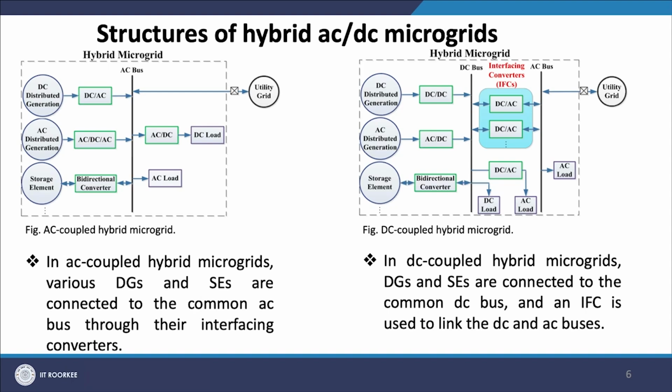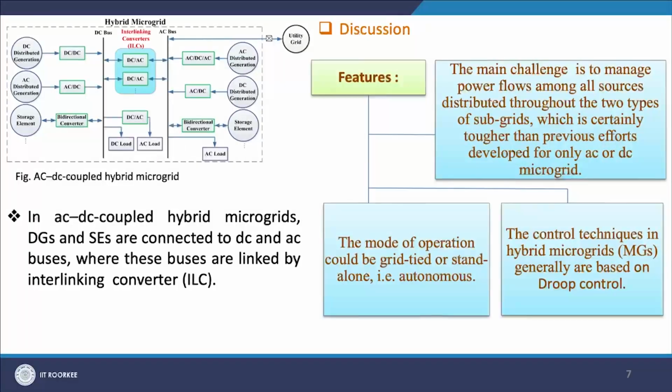Similarly, in a DC coupled hybrid microgrid, the distributed generations and energy storages are connected to a common DC bus through interfacing converter. However, in an AC-DC coupled hybrid microgrid, distributed generations and energy storages are integrated to respective AC and DC buses, which are interconnected by an interlinking converter. With this fundamental knowledge, let us look into the key features of hybrid AC-DC microgrid.